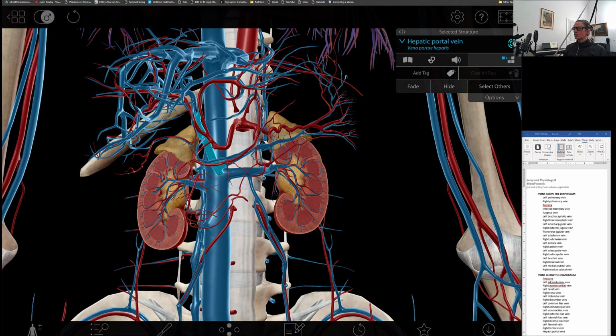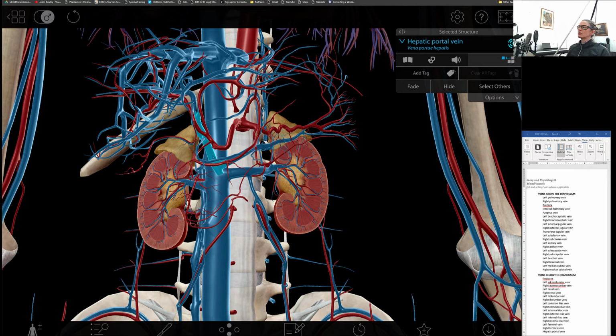And as you probably recall, a portal system is where you have one capillary bed draining directly into another capillary bed. So it doesn't go directly back into venous circulation, but one capillary bed drains into another capillary bed. So in the endocrine system, in the hypophyseal portal system, the pituitary gland received the hormones that were produced from the hypothalamus directly before those hypothalamic hormones could enter into circulation. So they went directly from the hypothalamus to the pituitary.